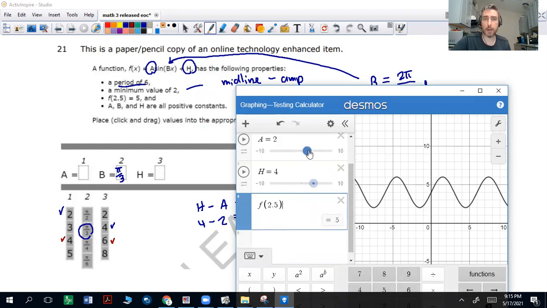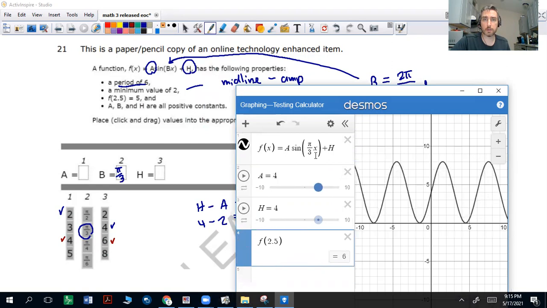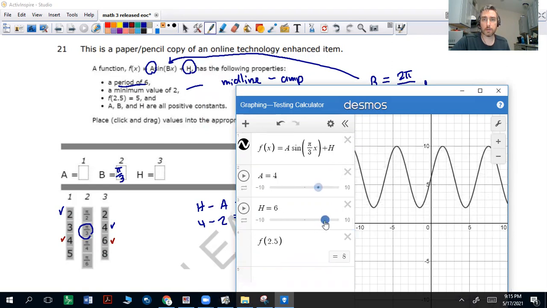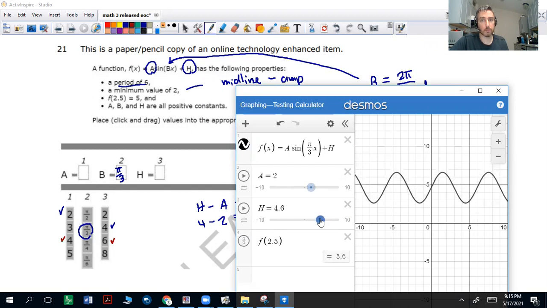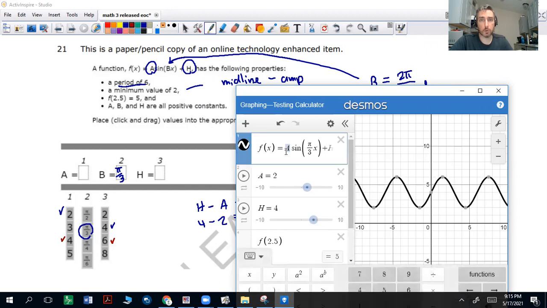Now if I drag that to 4 and 6, I still get a minimum of 2, but f of 2.5 is actually 8 when I do that. So if I go over to 2.5, see if I can find that, you get an output of 8 because it's higher up. So it's going to have to be 2 and 4. So my final answer will be 2 sine pi over 3x plus 4.